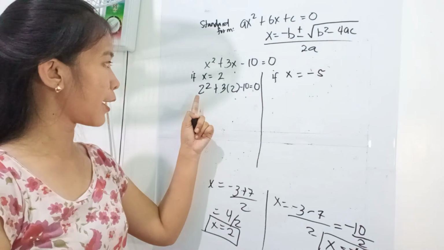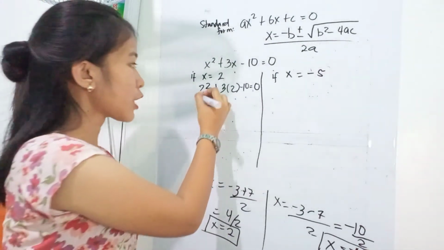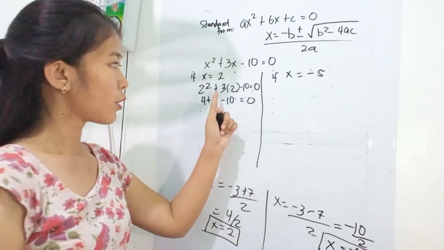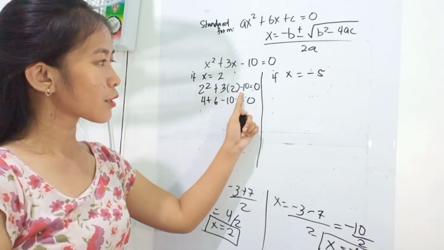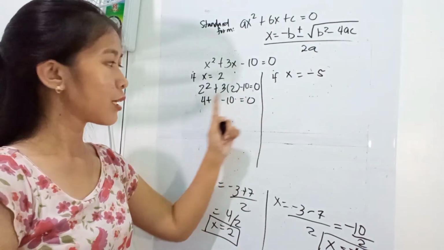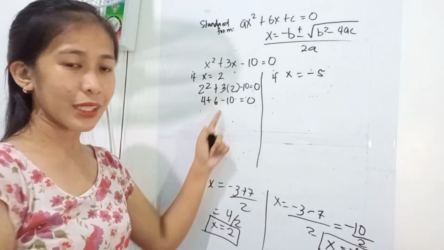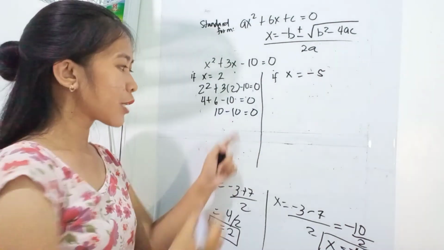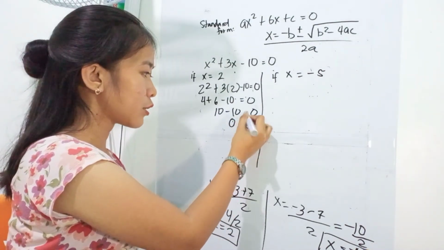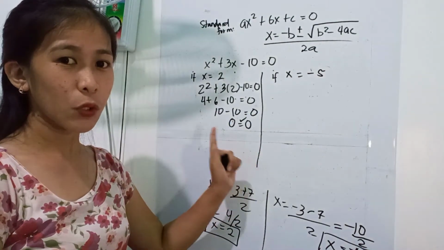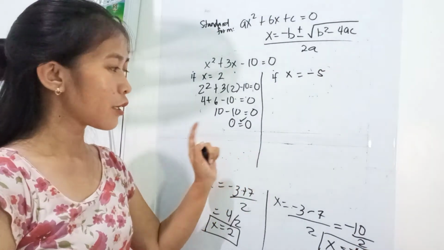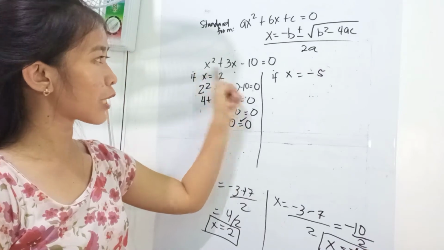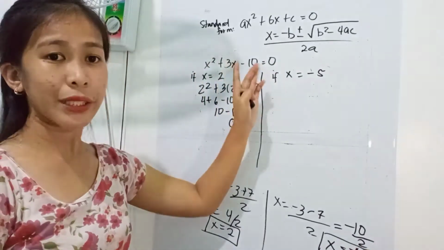Okay? Then, simplify. 2 raised to 2 is 4 or 2 times 2 is 4. Plus 6 minus 10 is equal to 0. Kasi 3 times 2 ay 6. Then, kinopya lang natin si negative 10. Therefore, we have 4 plus 6 is 10. Minus 10 is equal to 0. 10 minus 10 is 0. Equal to 0. Are they equal? Both 0? Left and right side? Yes, of course. Therefore, x is equal to 2 is a correct solution of x squared plus 3x minus 10.